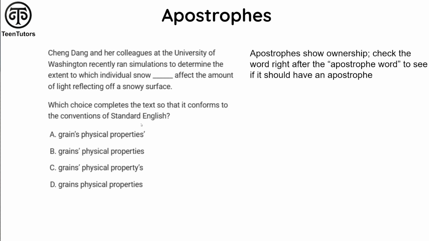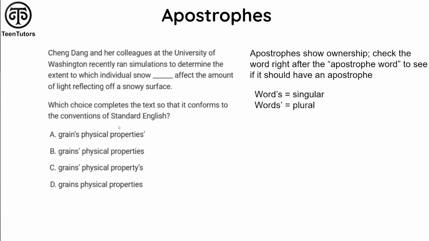However, here there's another thing we have to take into account, and that is when we have word apostrophe s, so we have the apostrophe coming before the s, that means that it is singular. And we have an apostrophe after the s, that means it's plural, okay? So let's take a look here. We have Chang Deng and her colleagues at the University of Washington recently ran simulations to determine the extent to which individual snow grains' physical properties affect the amount of light reflecting off a snowy surface.